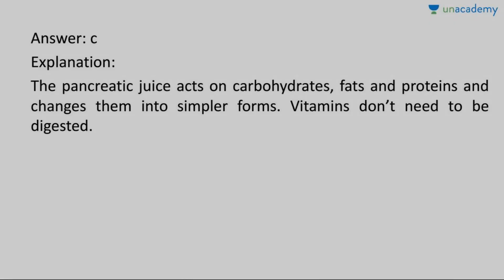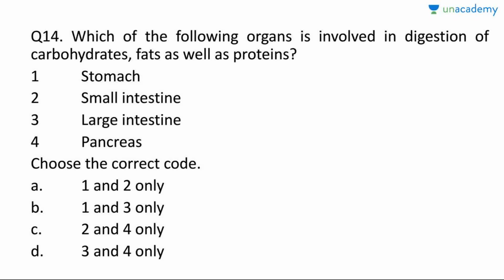Question number 14, which of the following organs is involved in the digestion of carbohydrates, fats as well as proteins? Now it is an important question because you need to understand the stomach does not digest everything. The small intestine digests everything, and it cannot happen without the pancreas. So the answer is 2 and 4. And the large intestine is largely responsible for absorption of water. That's all. So the answer here is C, that is 2 and 4.